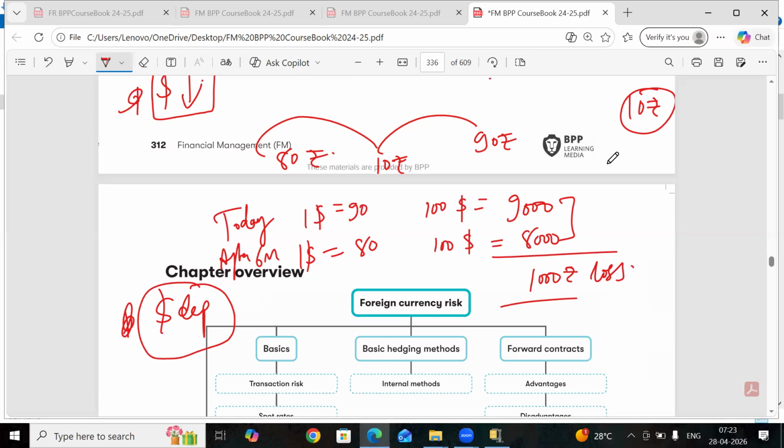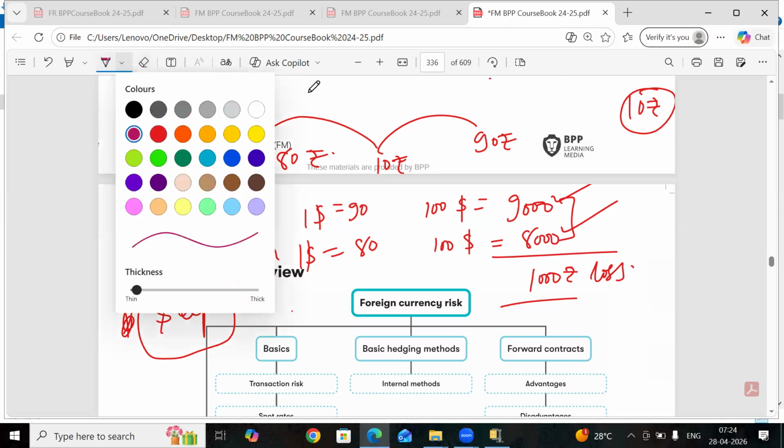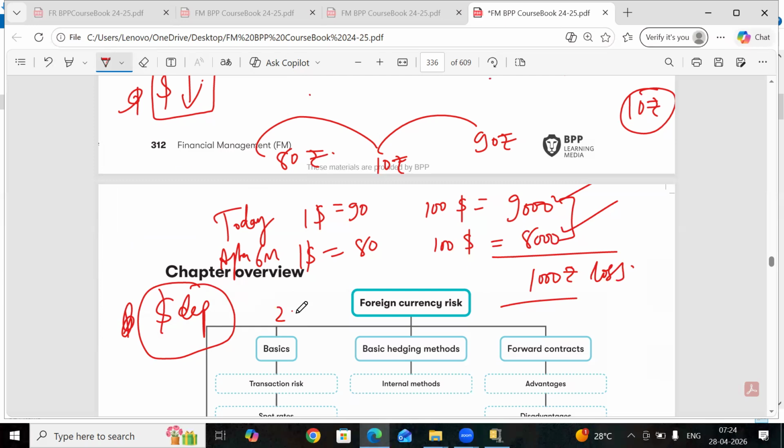If my receivables, or my dollar assets, were worth 9,000 in Indian currency previously, now my dollar assets are how much? 8,000. So there's a loss. Yes or no? Dollar depreciates, rupee appreciates. Not good for foreign receipts, speaking from India's perspective. Not good. Okay. Case number 2.